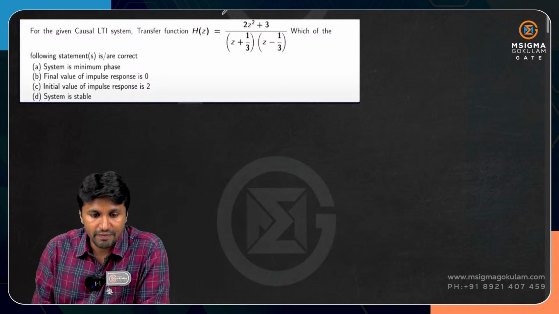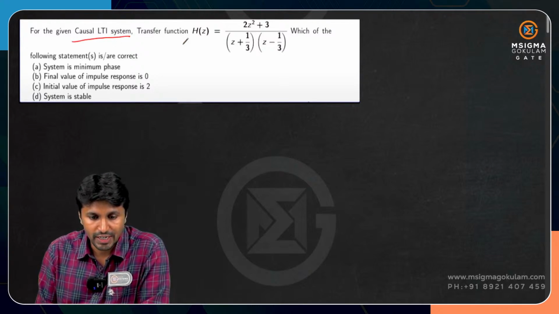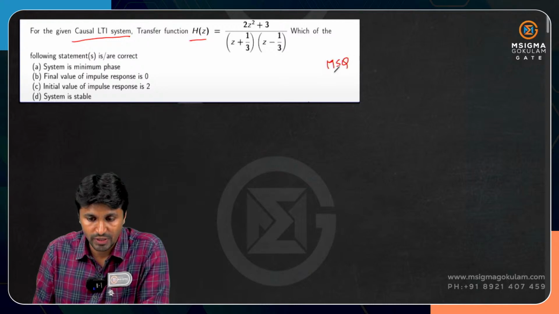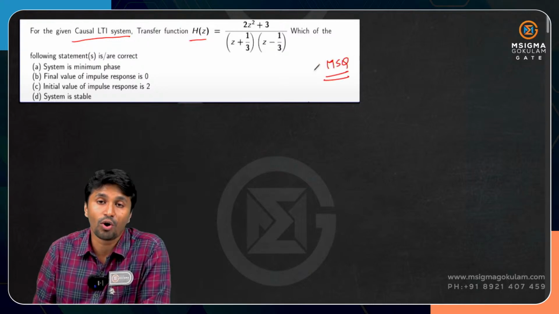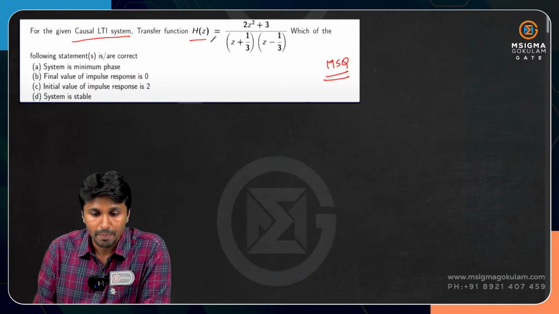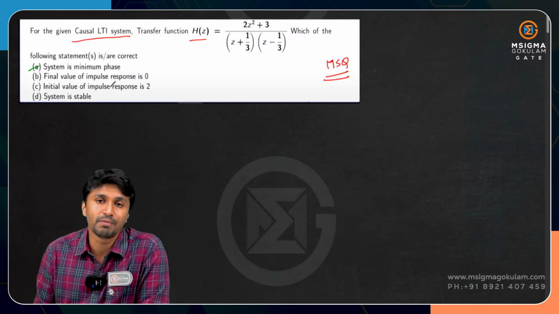For the given causal LTI system, the transfer function H(z) is given. He is asking you to find the correct statement. This is essentially a multiple select question, so you have to select all the correct answers. Look at the first option: the system is minimum phase.